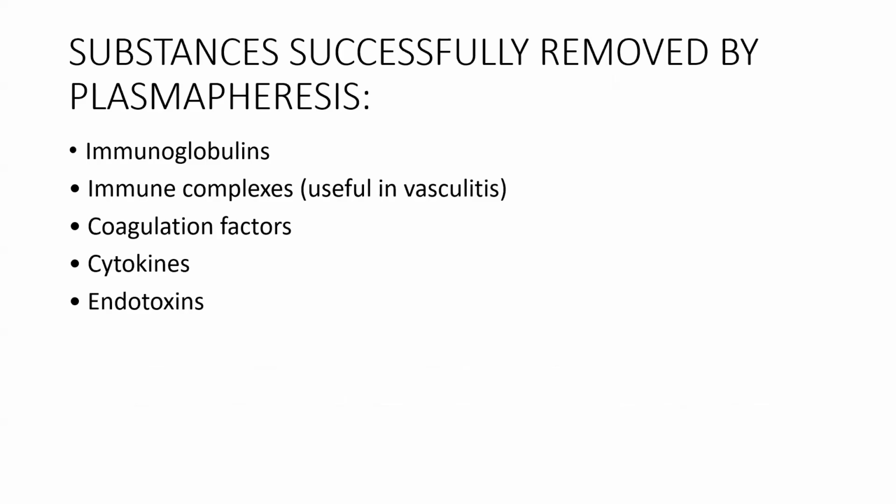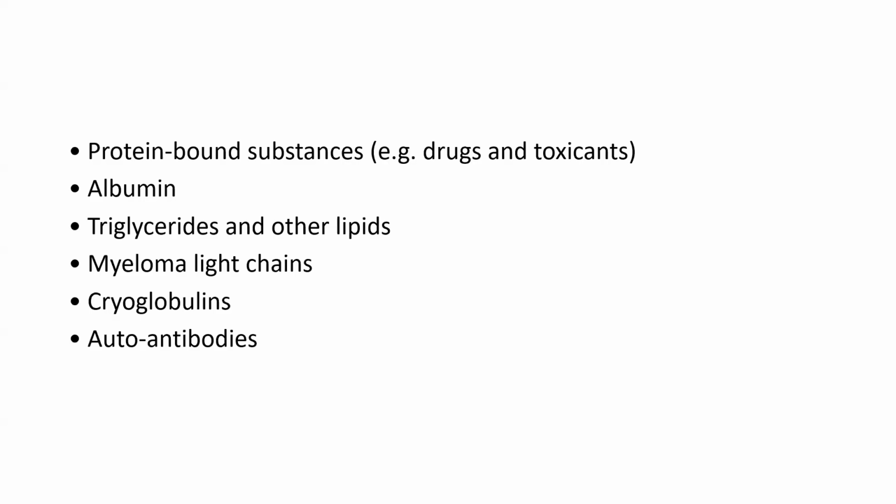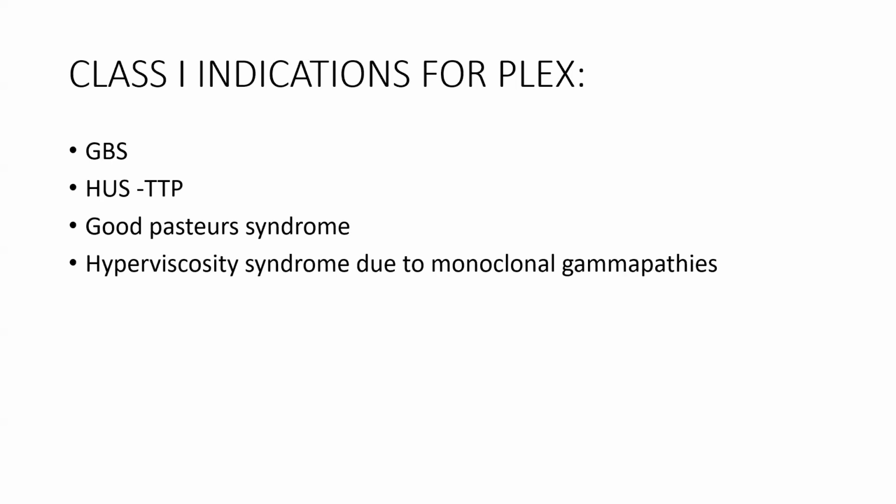So substances which are successfully removed by plasmapheresis are immunoglobulin, immune complex, coagulation factors, cytokines, and endotoxins. Also, some protein-bound substances like drugs, toxicants, albumin, triglycerides, and other lipids, myeloma light chains, cryoglobulin, and autoantibodies.